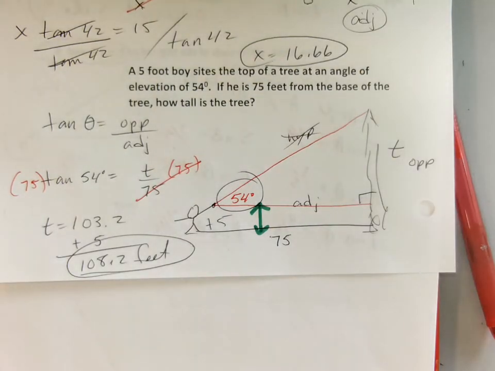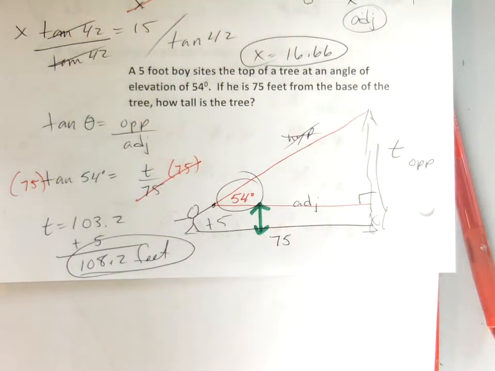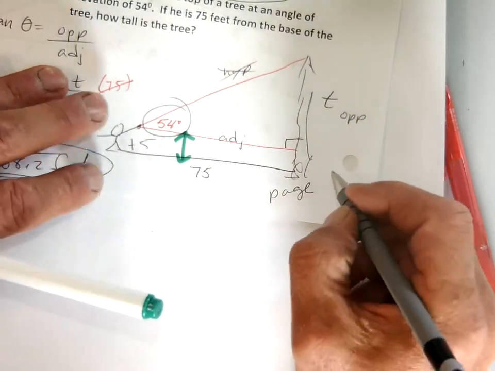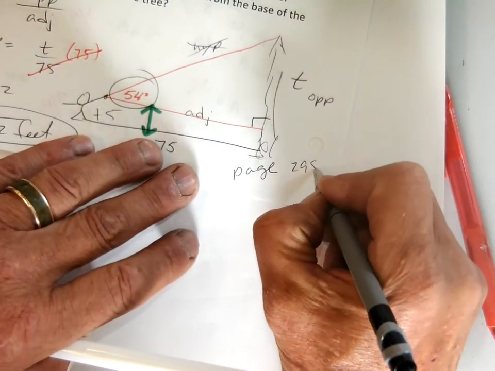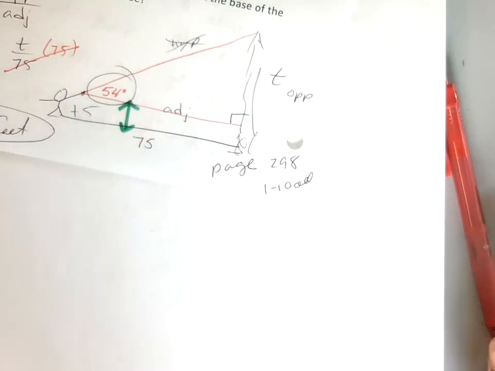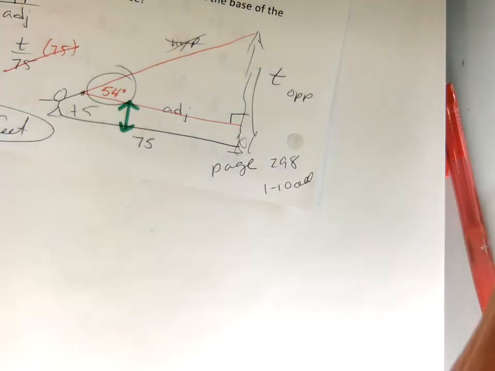Okay, homework for today is going to be out of your journal. I've got page 298. I want 1 through 10 all. We want to get this done in here because you can use my calculators in here.